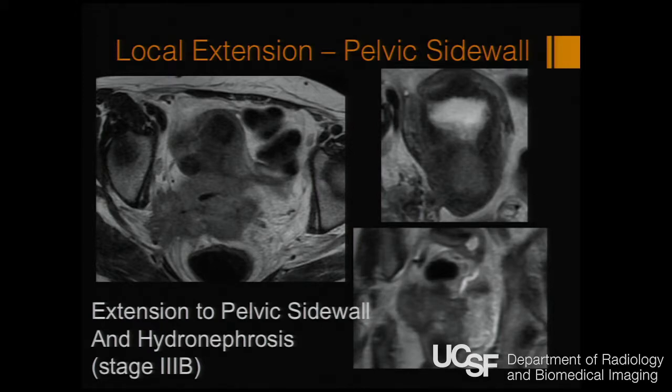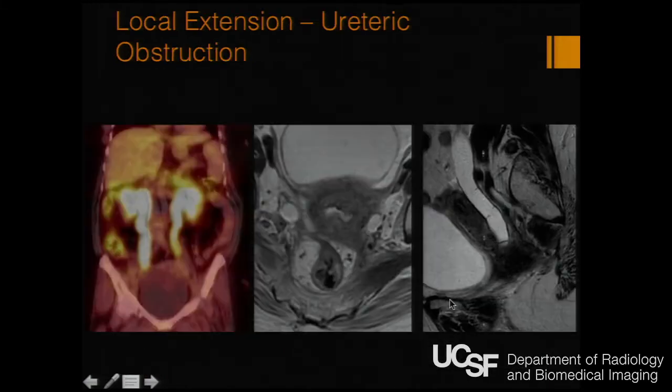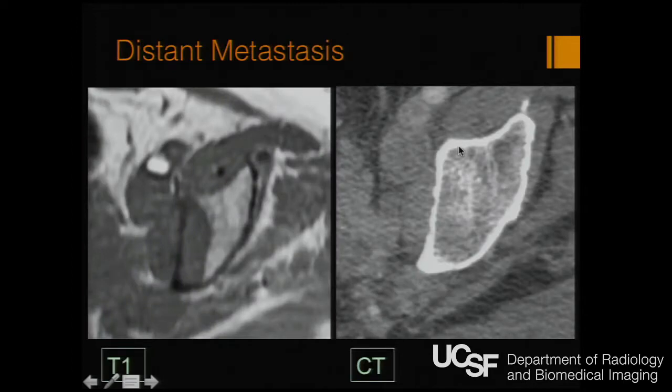Local extension, when you see it, you see it. And this is an extension into the pelvic sidewall and almost into the sciatic notch. And what you can see as a secondary sign of extension, and can be hard to pick up on an MRI subtly sometimes, is a small amount of hydronephrosis, or hydroureter, excuse me. And then of course when it's severe and you get hydroureter and hydronephrosis, you can see this on a PET CT with delayed excretion of FDG, as well as a dilated ureter on MRI.